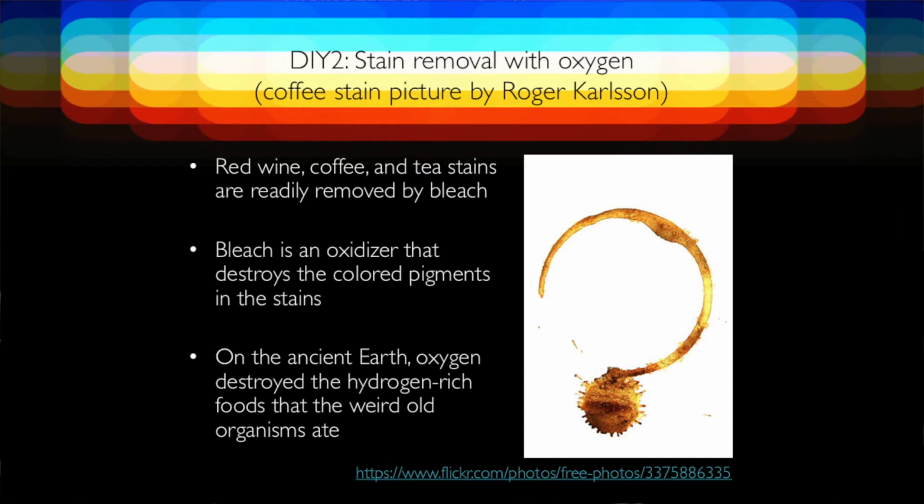So basically on the ancient Earth, when oxygen came in, you had a bunch of things changing. Some molecules were destroyed, some molecules were produced. And in particular, the sulfur and hydrogen-rich foods that the bottom layers of the Winogradsky column ate, those were destroyed. And so they lost their ability to live in that way unless they avoided oxygen.